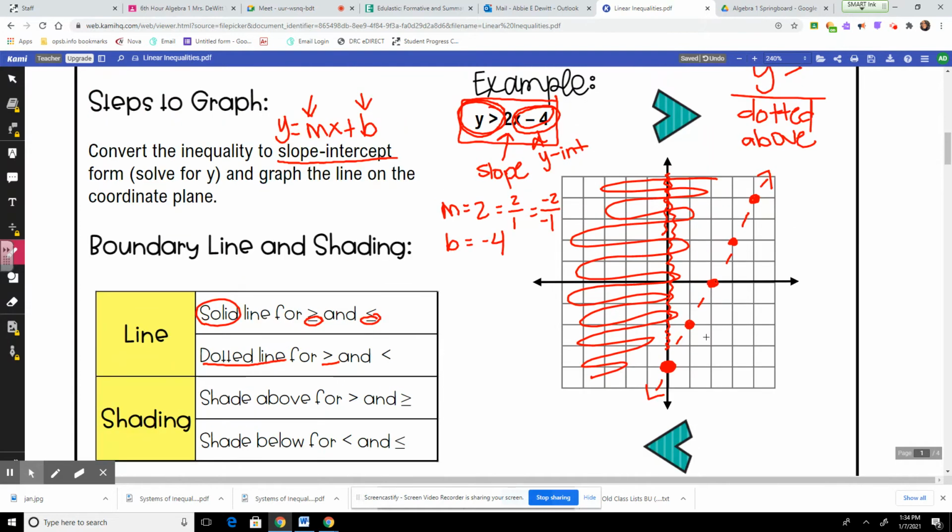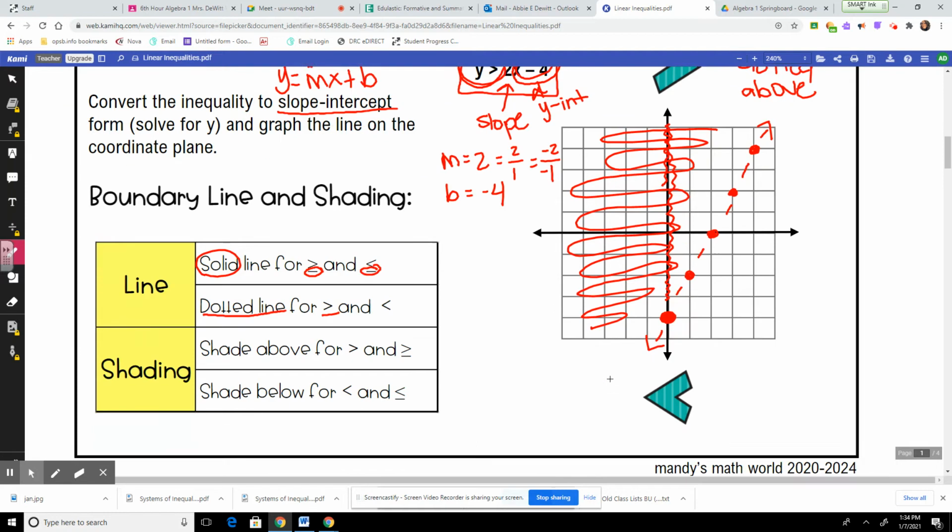Now, to determine if a point is a solution or not, solutions to inequalities fall on the solid line or in the shaded region. So solutions to this specific inequality are going to be only in the shaded region, any point over in the shaded region, because our boundary line is dotted. Remember, solutions do not lie on dotted lines, only on solid lines.